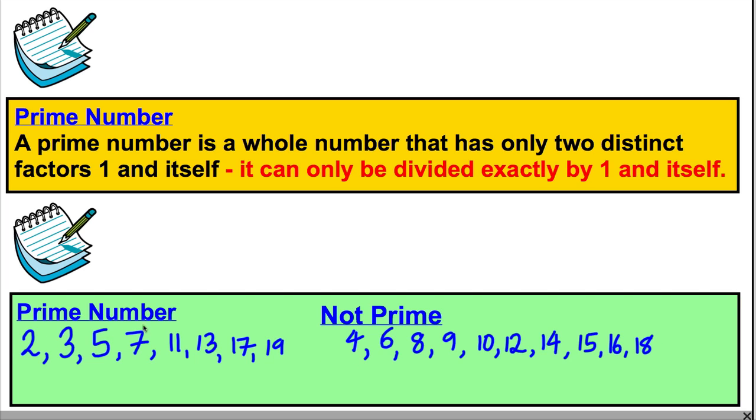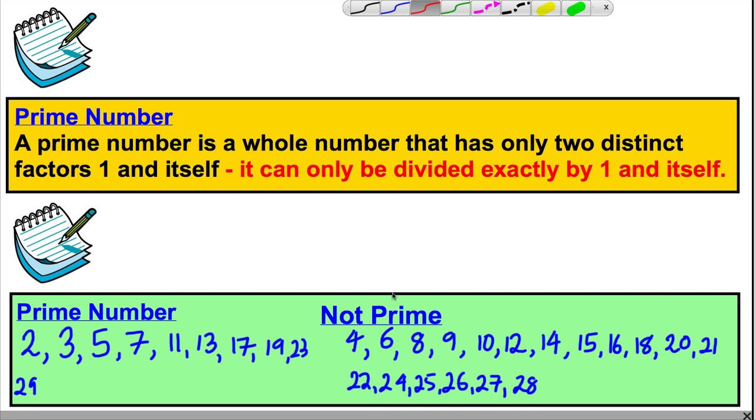1, 2, 3, 4, 5, 6, 7, 8. We'll keep going for a few more. 20 isn't, 21 isn't, 22 isn't, 23 is prime, 24 isn't, 25 isn't, 26 isn't, 27 isn't because it's 9 times 3, 28 isn't, but 29 is, and we've got 1, 2, 3, 4, 5, 6, 7, 8, 9, 10. Okay, so these are our first 10 prime numbers, and these are non-primes.